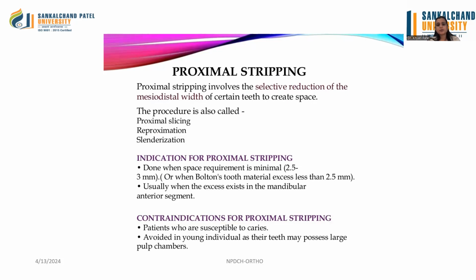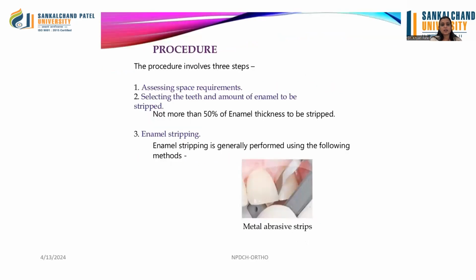So what are the indications for proximal stripping? Normally when the space requirement is minimal, which is 2.5 to 3 millimeters, or the Bolton tooth material excess is less than 2.5 millimeters. In this type of patient, we normally don't prefer extraction. So basically, we plan stripping in the mandibular anterior segment. What are the contraindications of proximal stripping? Patients who are susceptible to caries. We cannot do stripping in this type of patient because we are giving a chance for development of more caries. Even it is avoided in young individuals as their pulp horns are very high, so development of sensitivity is very high in young individuals.